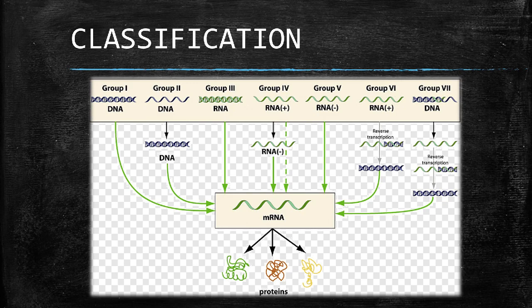Later, he used the word virus in Latin, which means poison. Classification. The most commonly used classification method today is called the Baltimore classification scheme, which is based on how messenger RNA is generated in each particular type of virus.